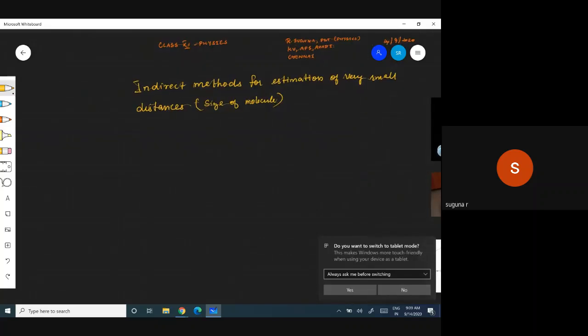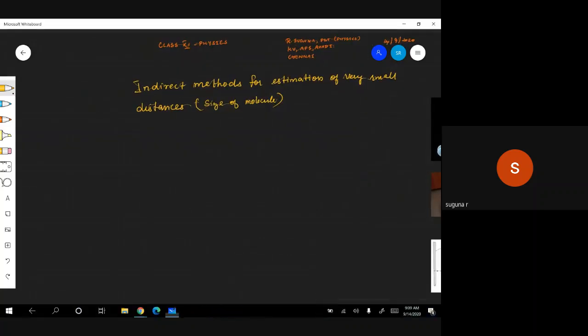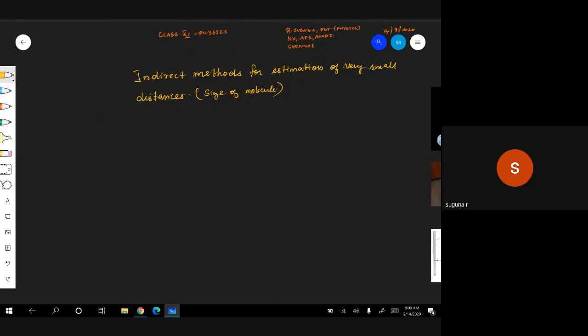The size of the molecule. Size of the molecule means we have to measure a very, very small distance. The size of the molecule will usually be of the order of 10 power minus 8 meter to 10 power minus 10 meter. The size of the molecule here is the diameter. Therefore, 10 power minus 8 meter to 10 power minus 10 meter.